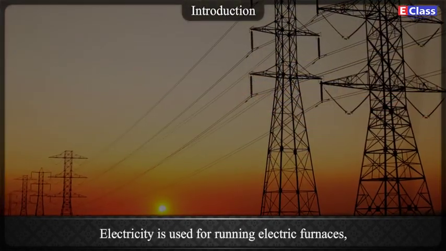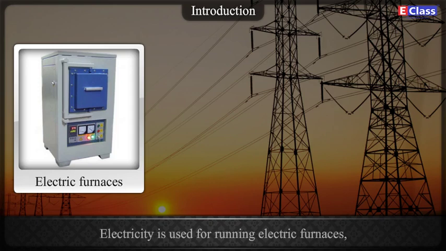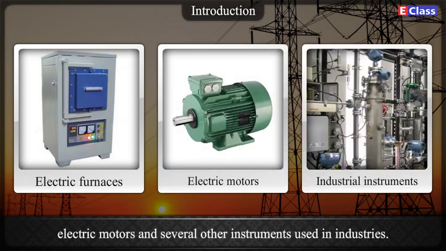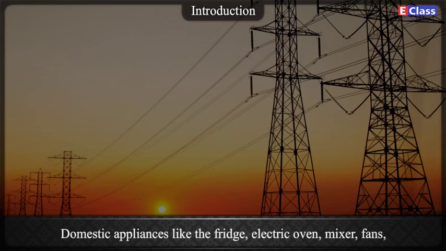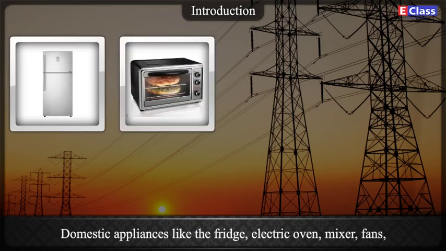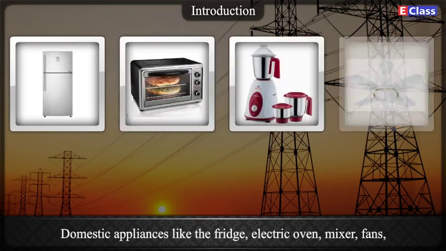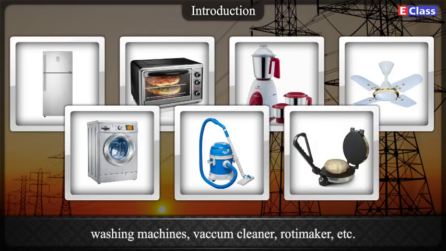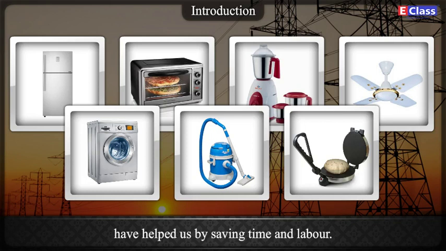Electricity is used for running electric furnaces, electric motors and several other instruments used in industries. Domestic appliances like the fridge, electric oven, mixer, fans, washing machines, vacuum cleaner, roti maker, etc. have helped us by saving time and labor. All these devices cannot be run without electricity.